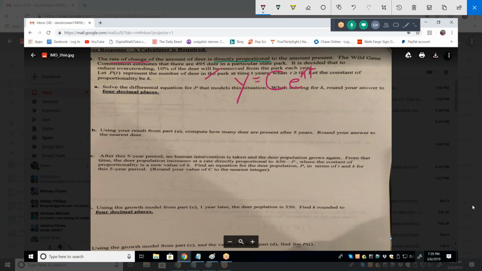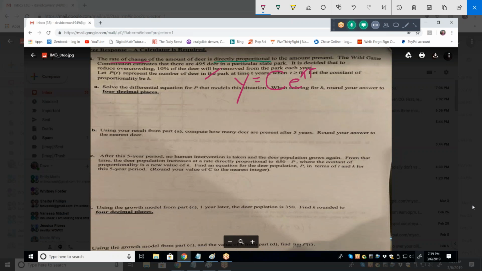I'm looking at a problem in the book that's very similar, about population growth of fruit flies. It gives you the number of flies on the second day and the number of flies on the fourth day. And it says, how many did it start with? Well, what do we know about this problem here? Estimates there are 495 deer in the state park.